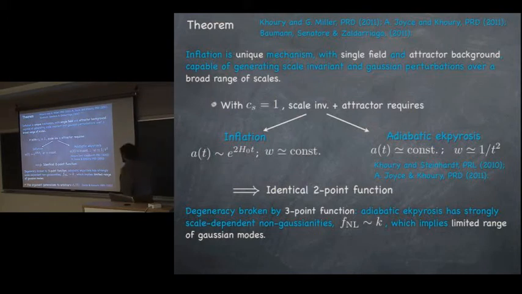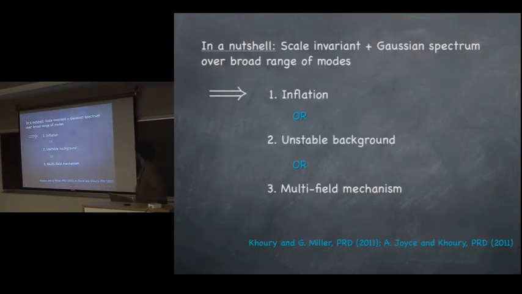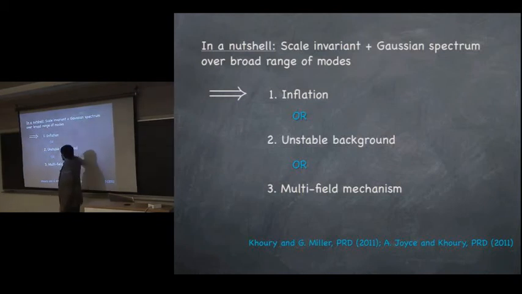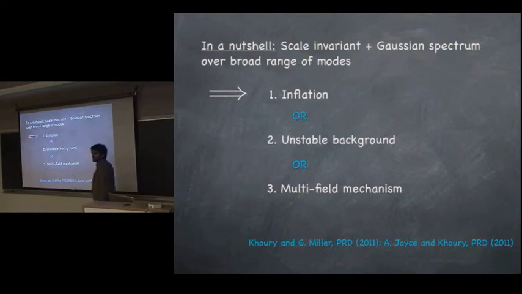And in fact, with my student Austin, we've generalized this to an arbitrary, time-dependent sound speed. So, what's the upshot? If you want to produce nearly scale invariant and Gaussian perturbations over a very broad range of modes, you have three options at your disposal. Either it's inflation, or you give up on this assumption of dynamical attractor and consider unstable solutions, or you have to consider multi-fields, theories whose perturbations are generated by some other field in the story. So of course, we want to keep the stability, and we're going to consider multi-field mechanisms.